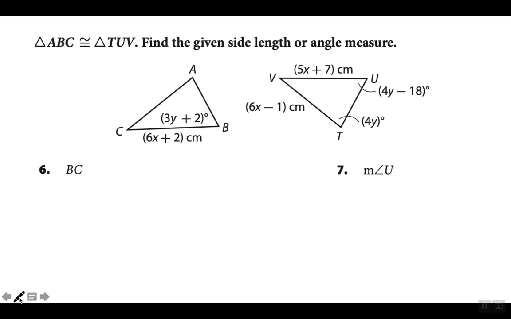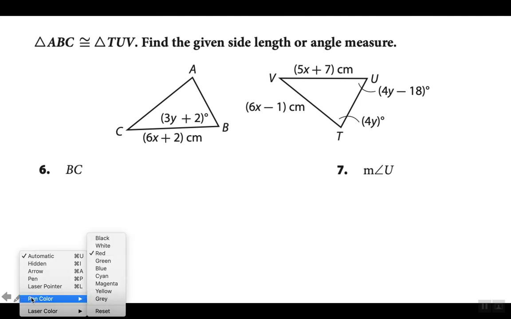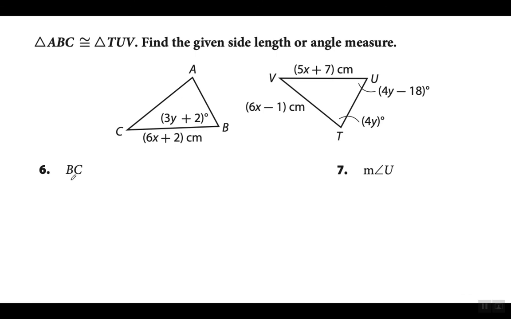Let's look at this one, and then we have one more thing to cover that shouldn't take too much time. Okay, so in this one we have to find the measure of side BC. Here's BC. BC is the second and the third letter, so it goes with the second and the third letter on this one, UV. UV is this one.